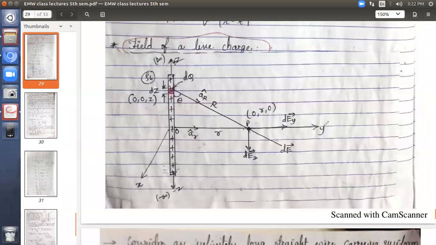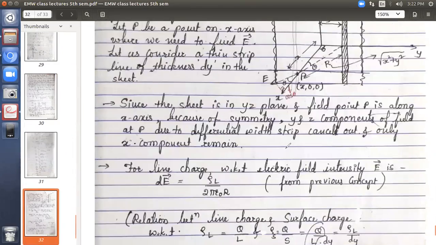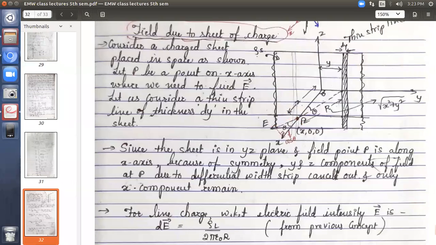Just let me recall this expression: as this is your y axis, the point is on y, only the dy component exists. Dz will cancel, right? So similarly, here the point considered is on the x axis. If you resolve this into components, this is actually the field direction E. If you resolve it into many components, Ex, Ey and Ez, out of which the point is on the x axis. Hence, the y and z components will cancel, only x will remain. Okay, a shortcut method to remember.